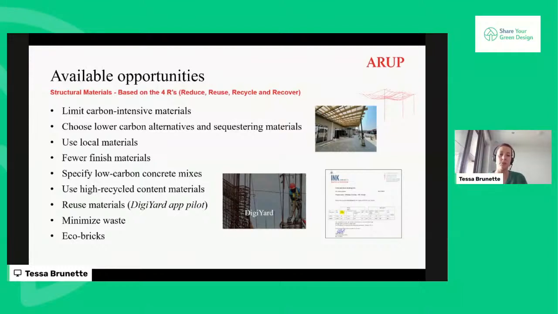Finishes are often somewhere where they don't contribute to a massive proportion or percentage-wise of a project's embodied carbon, but they can have a very significant impact if we reduce them, if we just omit them. So that's something to think about within the design. Using recycled materials and reusing materials are really helpful. And of course, minimizing waste and using alternative materials.